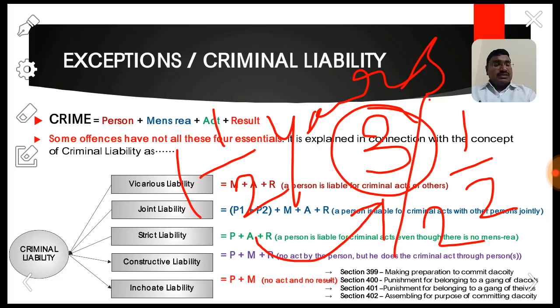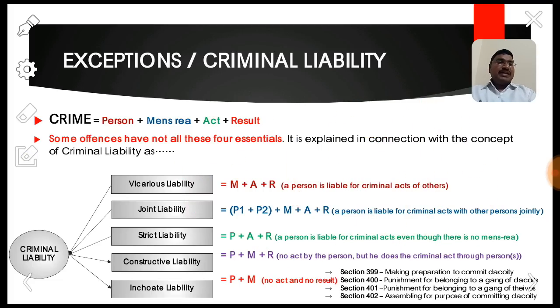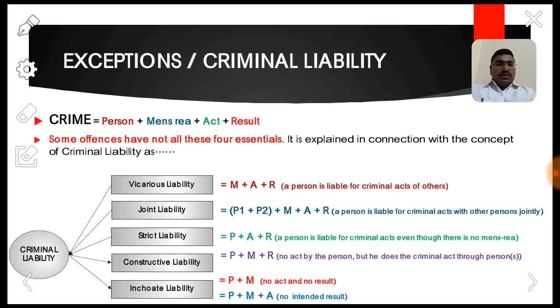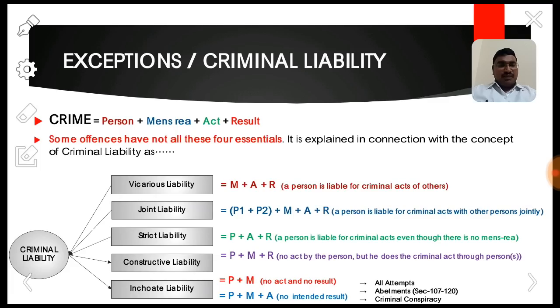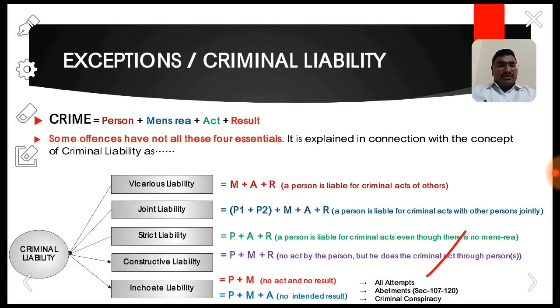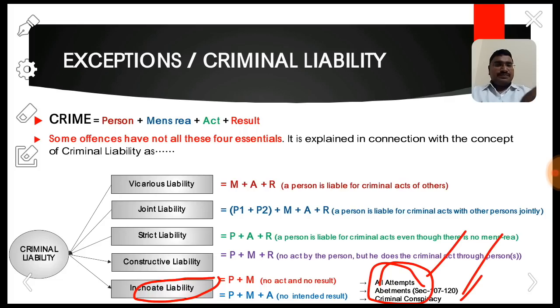Section 511 of the Indian Penal Code also speaks about the inchoate liability. Here a person has mens rea and does some act, but there is no result; this also constitutes inchoate liability. All attempts, abetments, and criminal conspiracy are part and parcel of the inchoate liability.